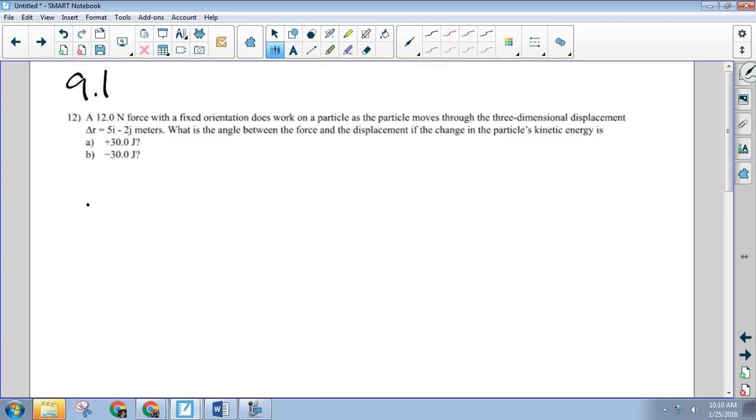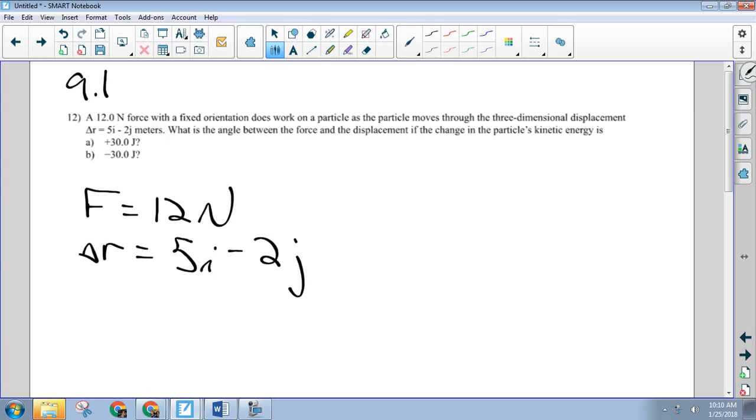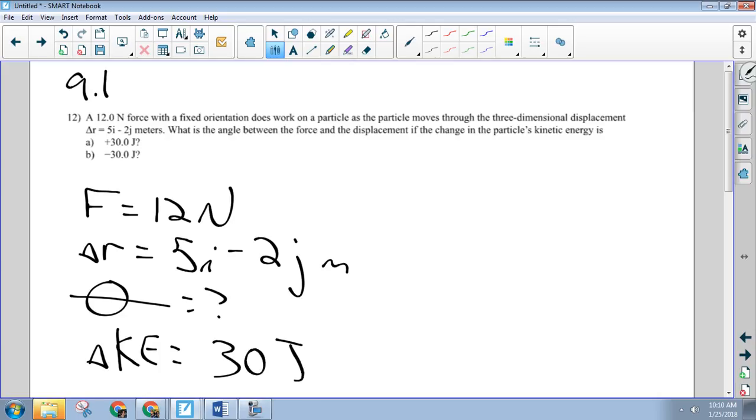So here's what we know. We know that the magnitude of our force is 12 newtons. We know our displacement is 5I minus 2J meters. And the question wants to know what's the angle between the force and the displacement if the change in kinetic energy is either positive or negative 30 joules, sorry.